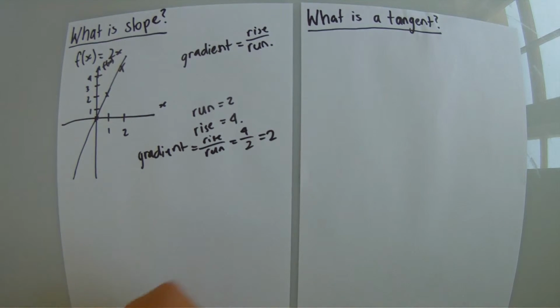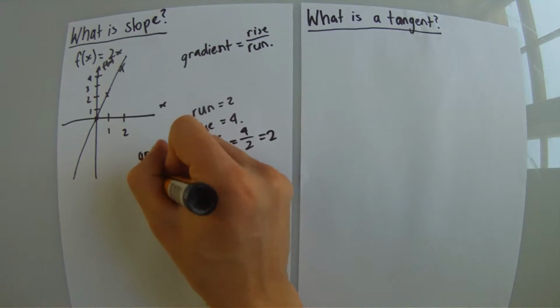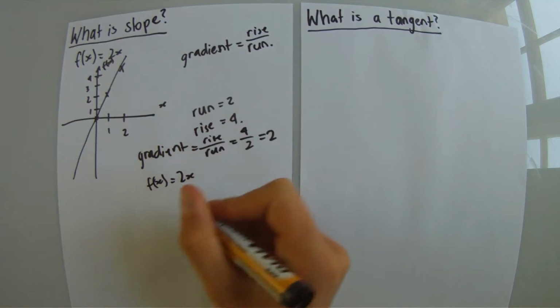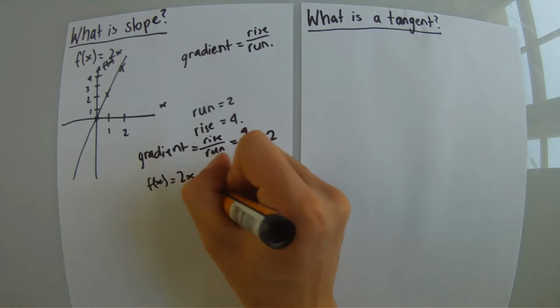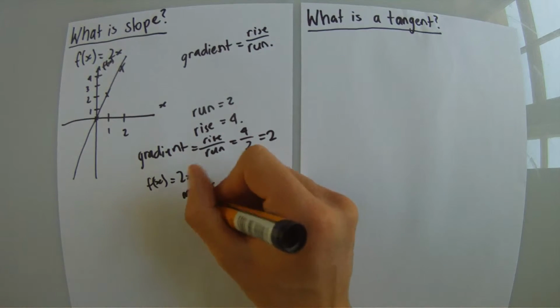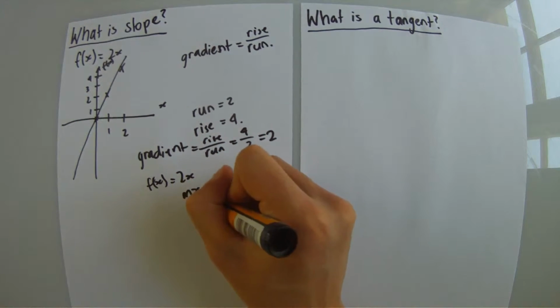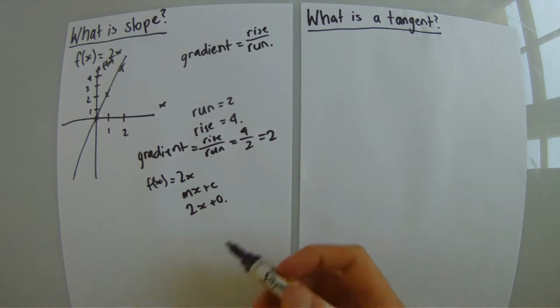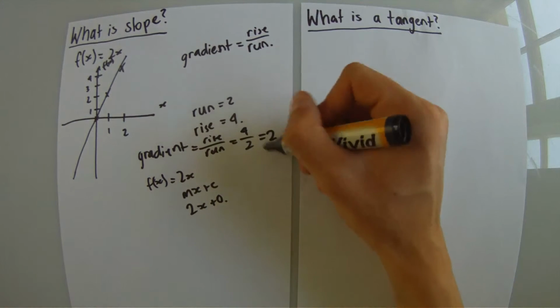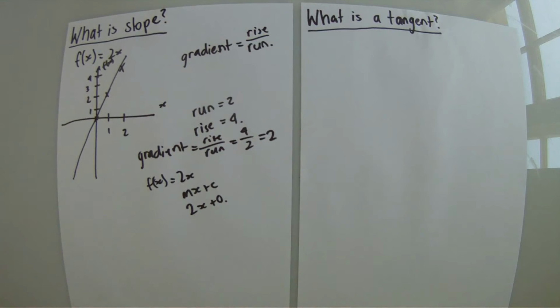And this makes sense because we can see in the formula that f of x equals 2x, which is in the form of mx plus c, where c is 0, so it's the same as 2x plus 0. Its gradient is 2, so the slope of this line is 2. So it's easy enough to calculate what the slope is on a graph which is fairly straightforward, like this one.